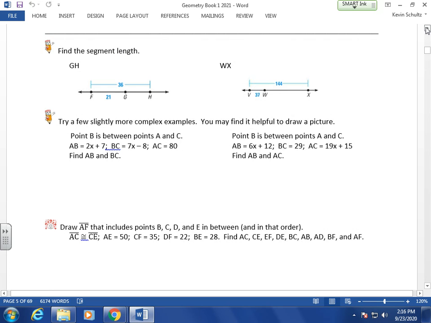So for example here, find the segment length. I'm looking for the value of GH. And again, notice there's no segment sign above GH here. It's talking about the value of it. Take a look at that, and who can tell me what GH equals? Lucas. 15. And how'd you get that? I got it since 36 is F through H, and we know that FG is equal to 21. I took 36 minus 21 to get GH and got 15.